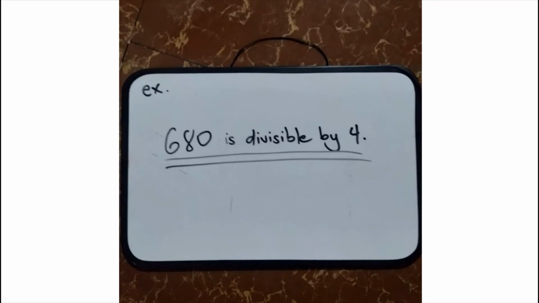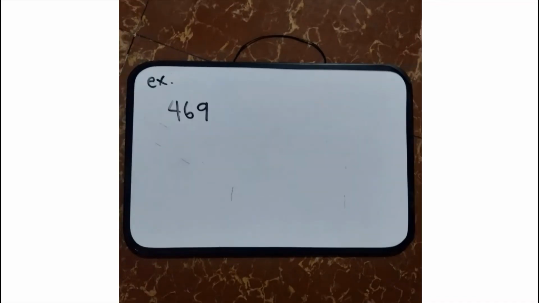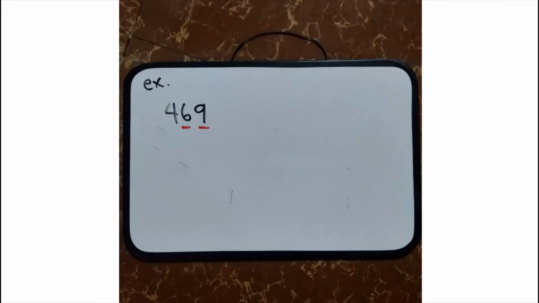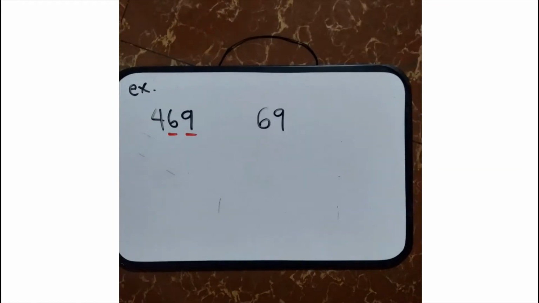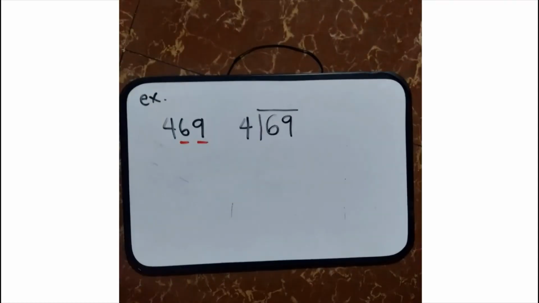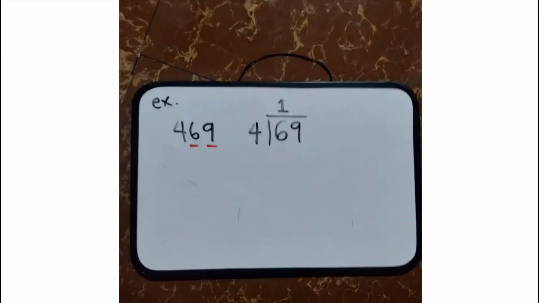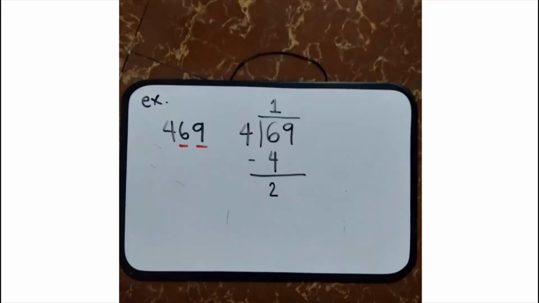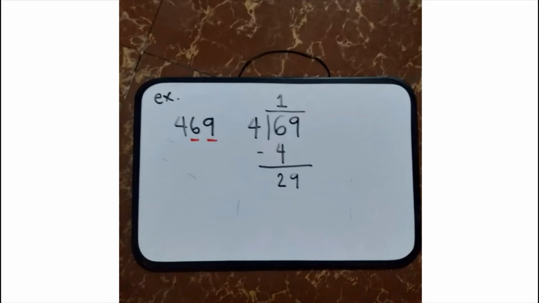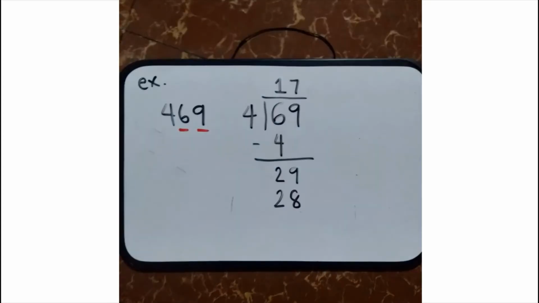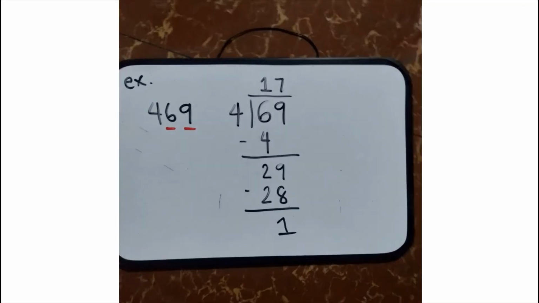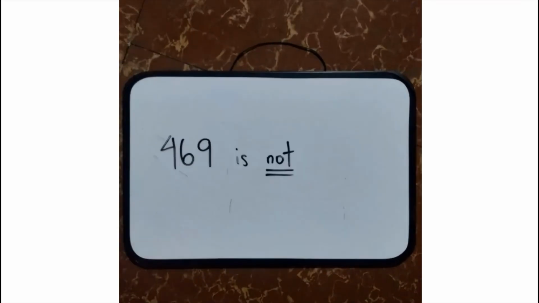Let's try another one, 469. The number formed by the tens and ones digits is 69. Now let's determine if 69 is a multiple of 4. If we divide 69 by 4, we'll get a remainder of 1. Let's try. 6 divided by 4 is 1, multiplied by 4, that's 4. 6 minus 4 is 2, bring down 9. Now 29 divided by 4 is 7. Multiplied by 4 it's 28. Subtract and then the remainder is 1. Since the remainder is not 0, the number 469 is not divisible by 4.